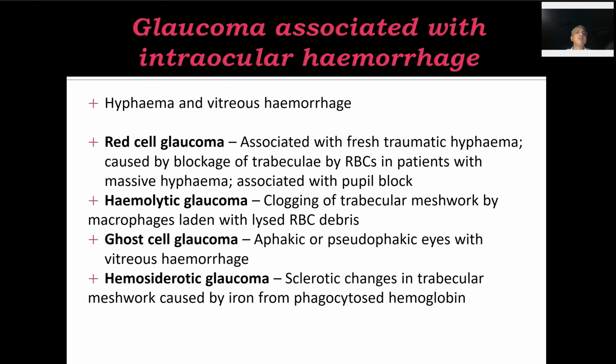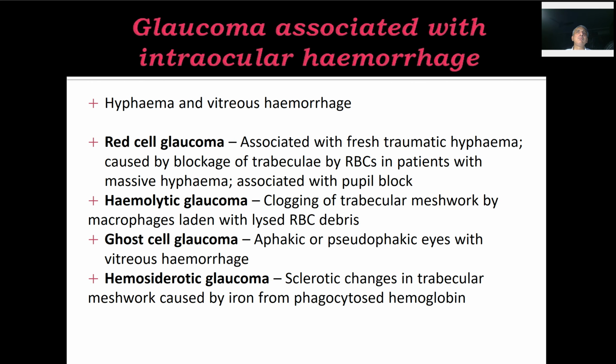So, glaucoma associated with intraocular hemorrhage. Hyphema and vitreous hemorrhage you usually see fairly commonly in your practice, and it can be caused by different mechanisms which cause a rise in intraocular pressure. You can get red cell glaucoma associated with fresh traumatic hyphema, caused by blockage of the trabeculae by RBCs in patients with massive hyphema associated with pupil block. You can get hemolytic glaucoma, which is clogging of the trabecular meshwork by macrophages laden with lysed RBC debris.